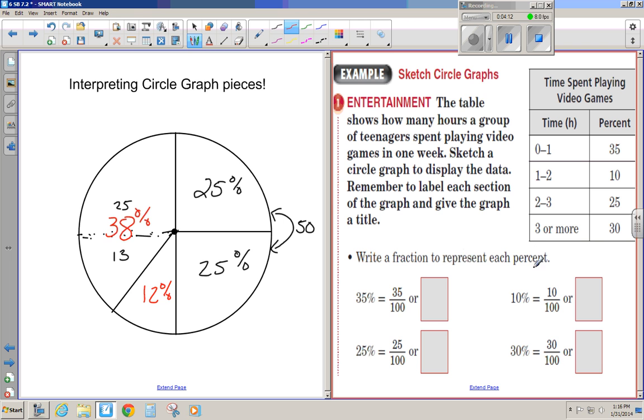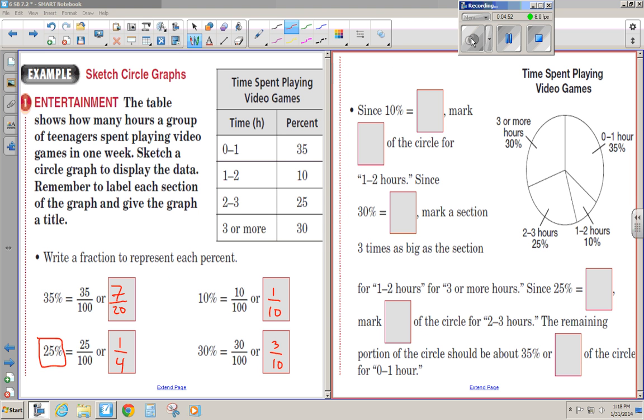Write a fraction to represent each percent. You don't necessarily have to write a fraction. We know what 25% looks like. 35 over 100 ends up being 7/20. 10% is 10 over 100, which is 1/10. 30% is 30 over 100, or 3/10. And 25 over 100 is 1/4. Now it's good practice to get these fractions.